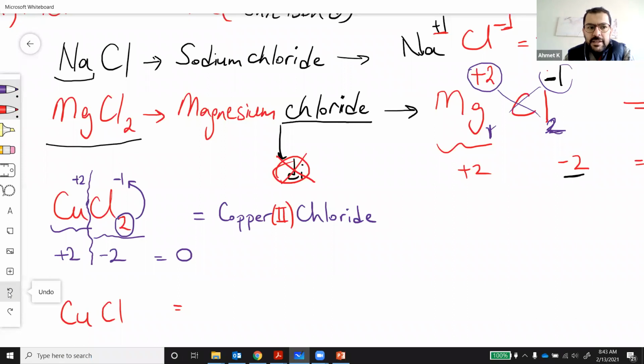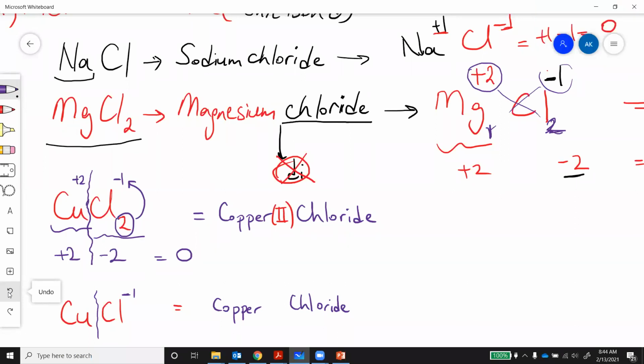See, if you don't tell me, this is also copper chloride. So how can I differentiate these two? You cannot just write copper chloride. If you write copper chloride, then I will be writing this and you will be writing the top one. So now let's find out what the charge of copper is here. I know that chlorine is always -1, right? So if it's -1, what's the copper charge here? It should be +1. See that? Now it's +1.